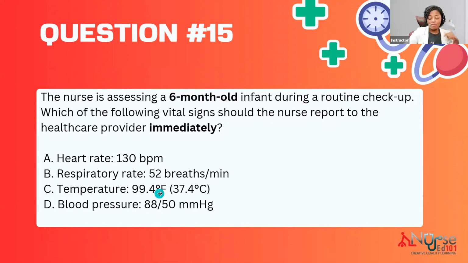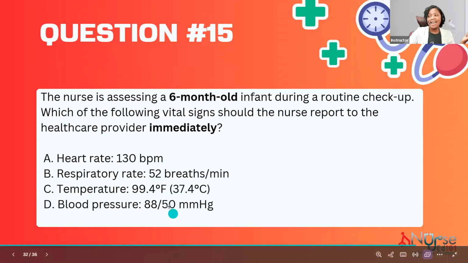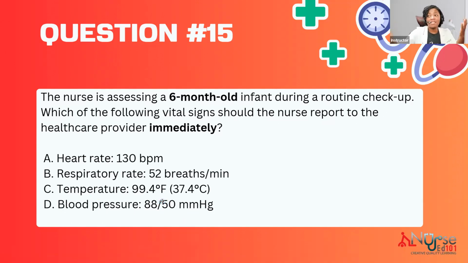The temperature, remember, is anywhere from 97 to 99. You heard me say 36 to 37. Temp is fine. No problem there. So A and C are out. And for our blood pressure readings for this age, 90 over 50s, they're fine. 90 over 50 is their norm, so 88 is not too bad. This is actually considered to be normal.